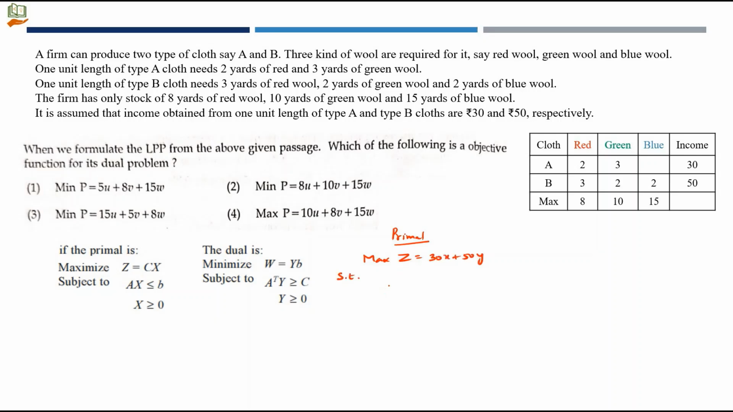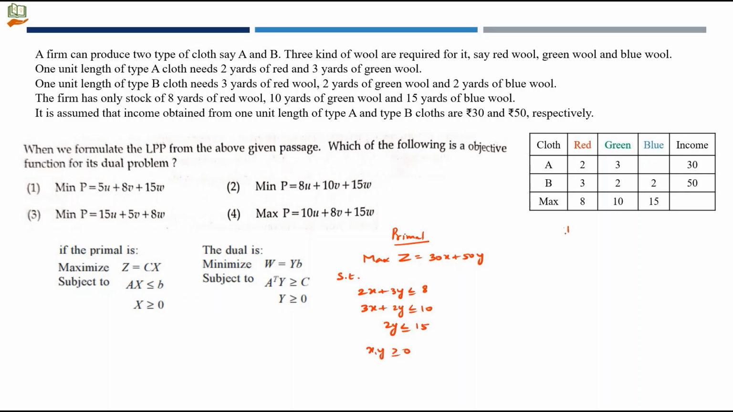Subject to the constraints: 2x plus 3y less than or equal to 8, 3x plus 2y less than or equal to 10, 2y less than or equal to 15. Do not reduce y's value, we have to convert into dual. Then we have x comma y greater than or equal to 0.